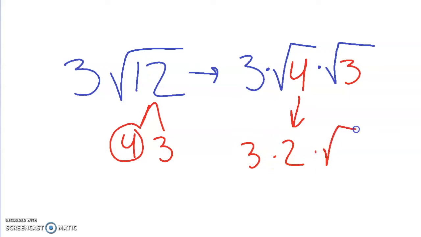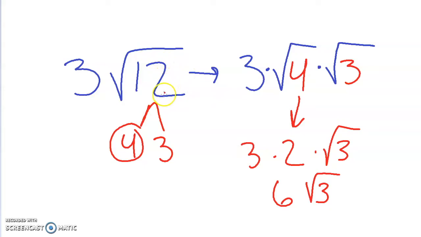So this is the same thing as 6 square root 3. Now if you take a calculator out and type this in, if you multiply 3 times the square root of 12, you would get the same thing as 6 times the square root of 3. And that's one way that you can check to make sure that you are simplifying these correctly.